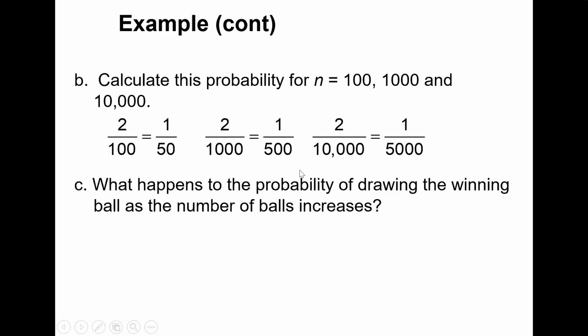Now, what happens to the probability of drawing the winning ball as the number of balls increases? Here, it's not too bad, 1 out of 50, but 1 out of 5,000, that's not so good. It's a lot less probable we're going to win. So basically, your probability decreases.